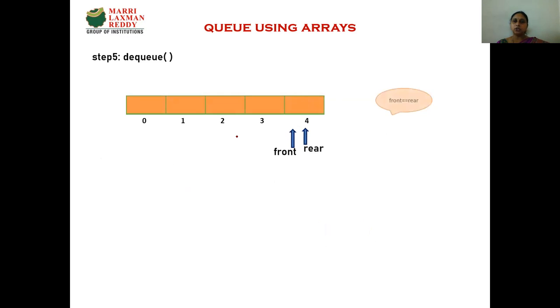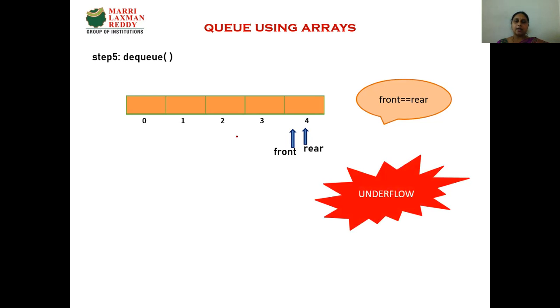Now the condition is front equal to rear. In this particular case, the queue becomes empty. That means we can make front and rear equal, and initialize front equal to rear equal to minus 1. This shows the underflow condition. Underflow is nothing but not finding any elements in the queue. In that situation, if you try to remove an element from the queue, that is not possible. That means the queue is empty.